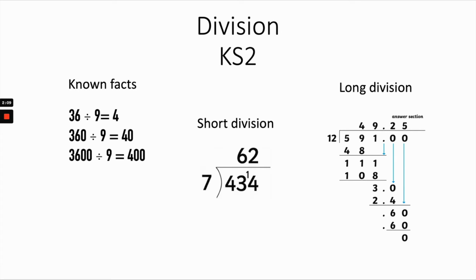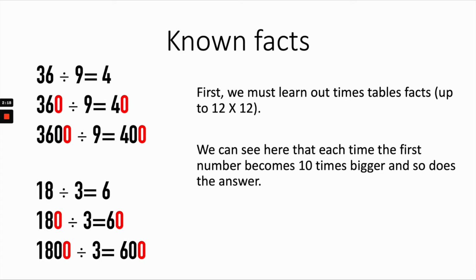So when we explore division facts for Key Stage 2, we are looking at known facts, short division and long division. So known facts, it's really important for the children to learn their times tables facts up to 12 times 12. Once they've done that, they can then use those facts to help them with larger calculations. So for example, 36 divided by 9 is 4. So if we make 36 10 times bigger, we get 360. So if we're dividing 360 by 9, we know our answer is also going to be 10 times bigger.